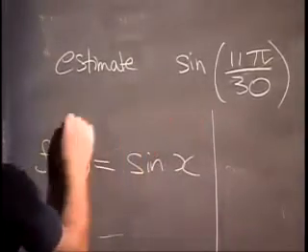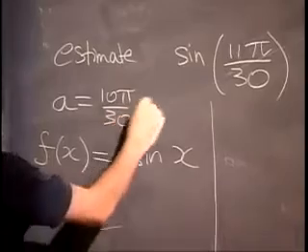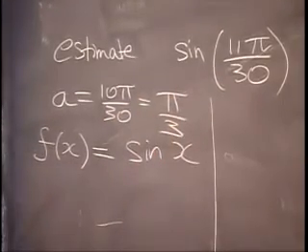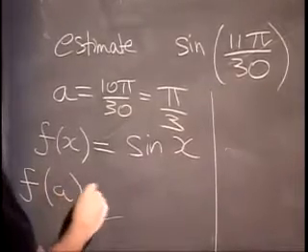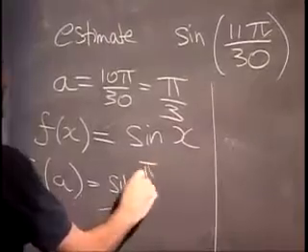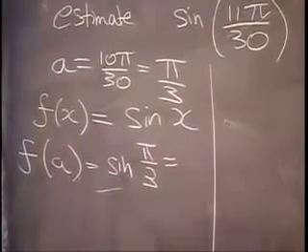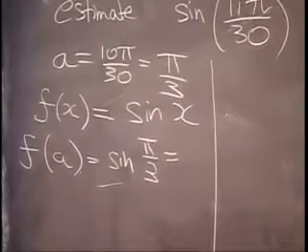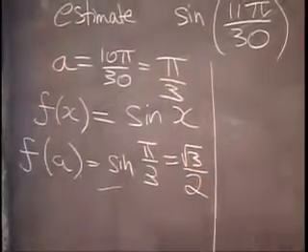Now we need this point a to be close to 10 pi over 30, or otherwise pi over 3. So f of a is sine of pi over 3. And what is sine of pi over 3? Do we know? We should know. Come on. Sine of pi over 3. Root 3 over 2. Good.